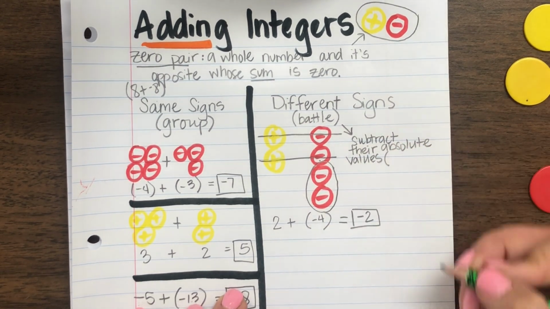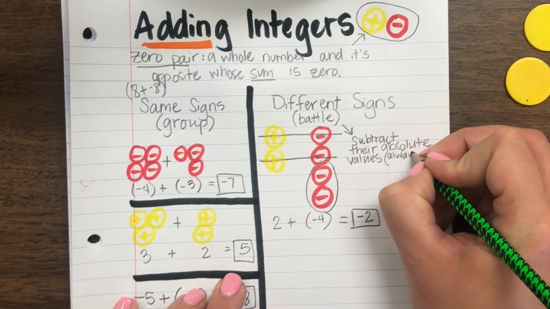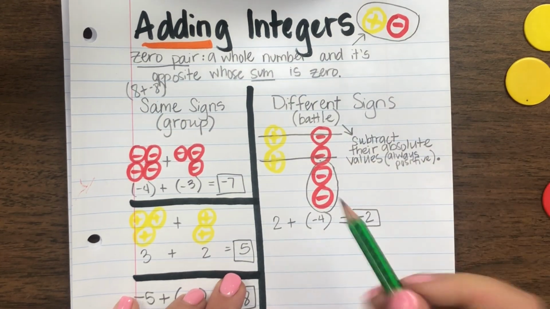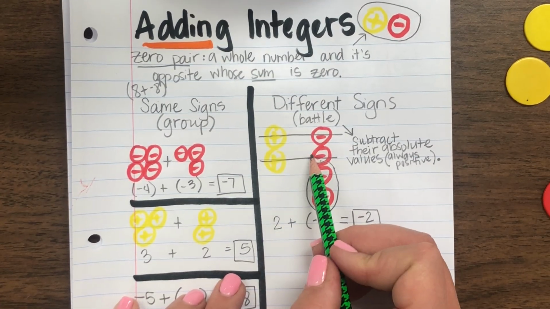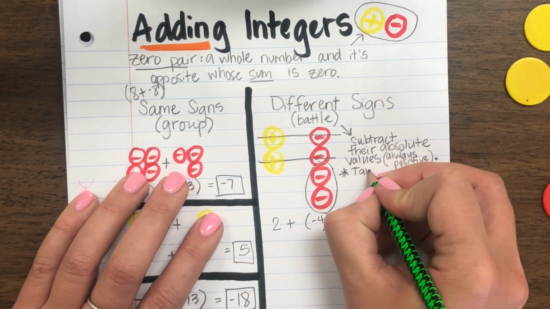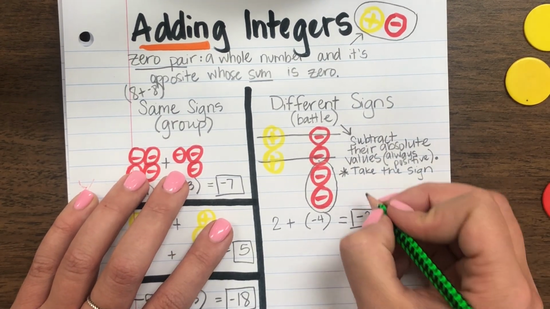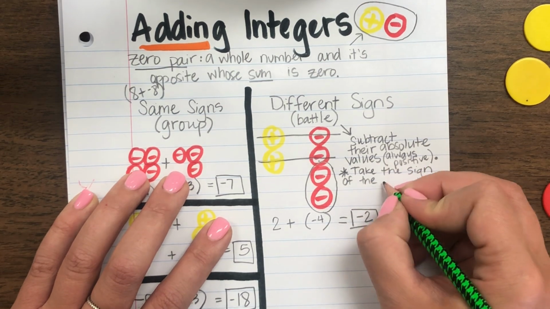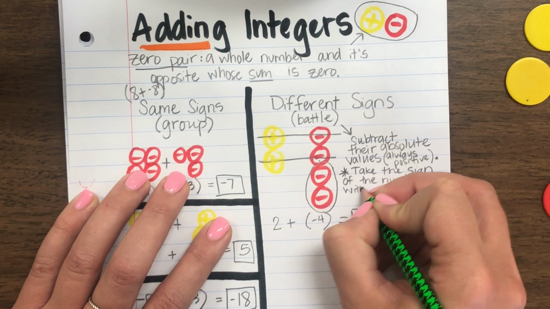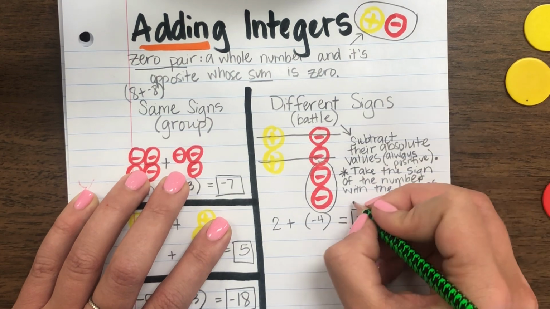and remember from our yesterday lesson, the absolute values are always positive. So we're just subtracting these two numbers as if they were positive. And then, here's the important part, we're going to take the sign of the number with the largest absolute value.